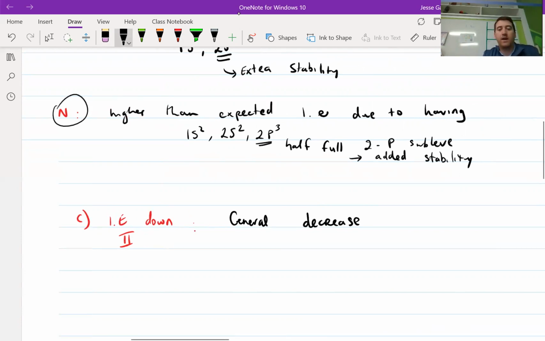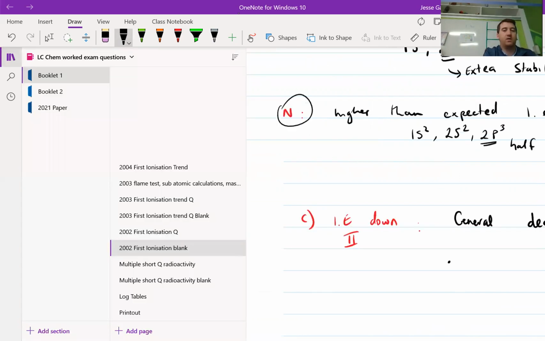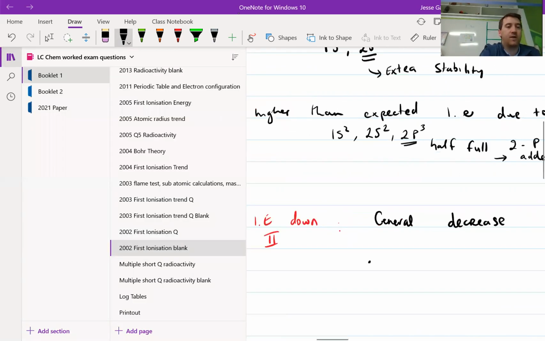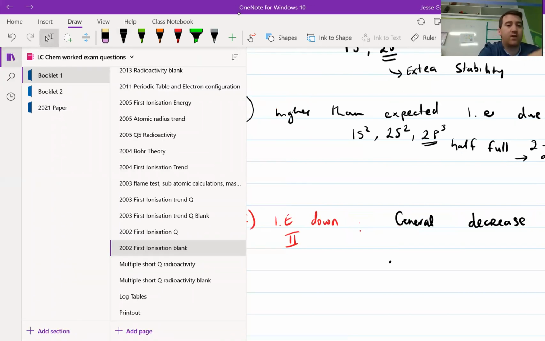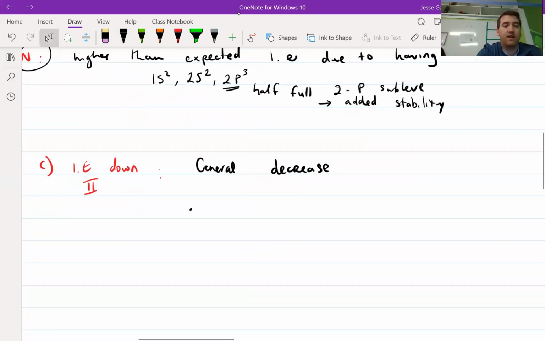All right, pause the video and explain the reasons why you see a general decrease in first ionization energies. You should be doing that now, please. Pause the video, do that now. Okay, so show me watching the video if you've tried to explain why there's a general decrease in first ionization energies down group 2.